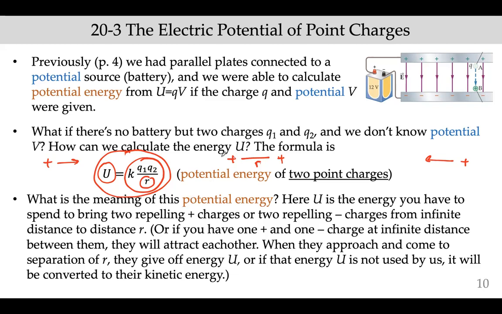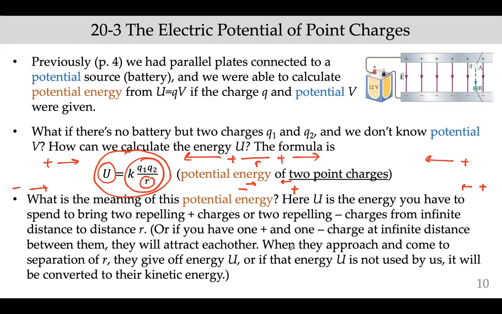If you just release them, of course, they will repel each other and go to positive infinity and negative infinity. Or if you have one negative charge and one positive charge, now you don't have to bring them right together. They will naturally be attracted to each other. Even if you have a plus charge at plus infinity and a negative charge at negative infinity, they will attract each other and come together naturally.